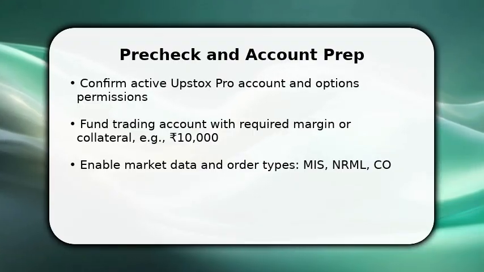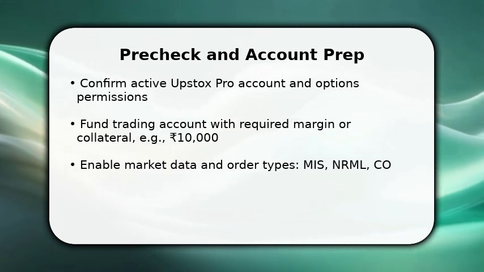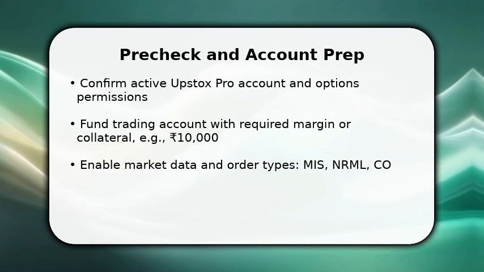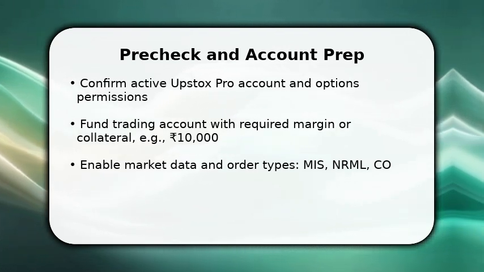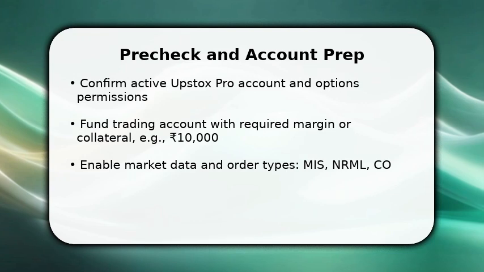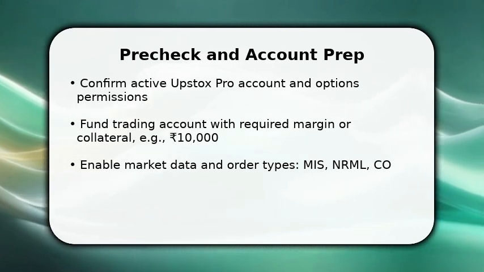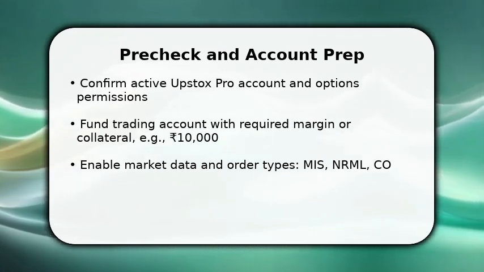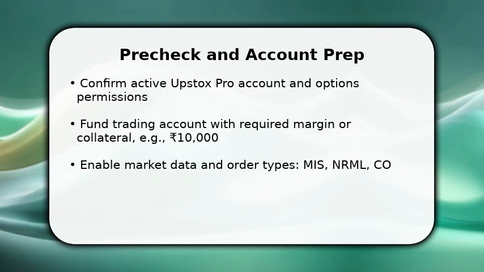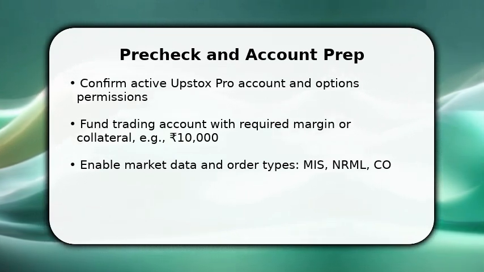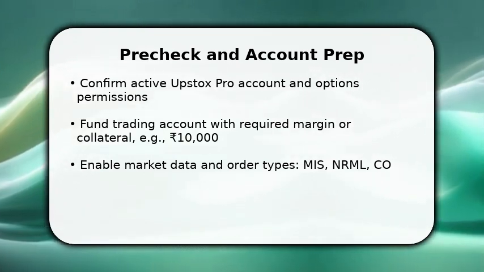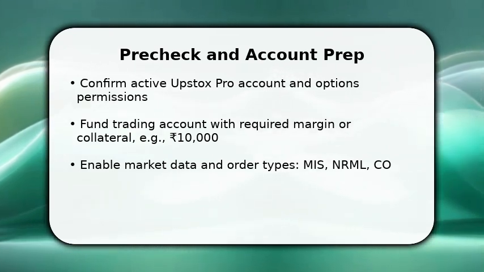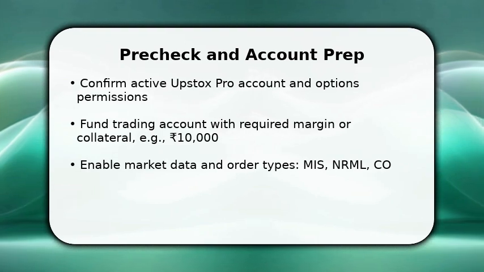You start by verifying your Upstox Pro account has options trading enabled and sufficient funds. This avoids rejections. Once done, deposit the margin needed for the specific contract, for example ₹10,000, and confirm real-time market data is active so you see live quotes. Make sure order types like MIS and NRML are enabled, and set up your preferred chart timeframes. Doing these steps now prevents delays when you choose strike, expiry, and place the first order.